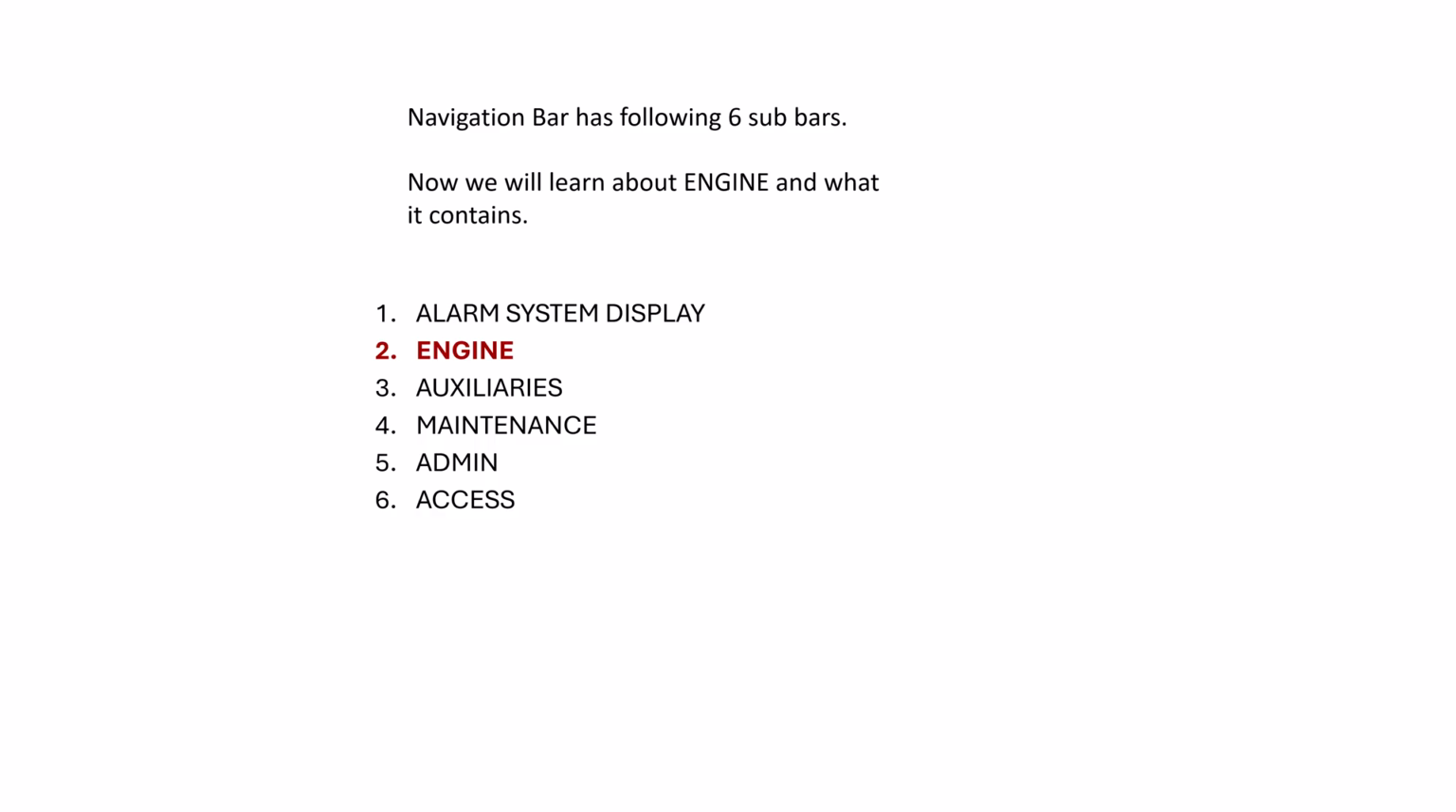So next, the navigation bar, as I told you, there are six navigation bars. The second one is Engine. Of course, this is the navigation bar where the operator will be most of the time, one of the screens of the engine. It has a number of sub screens, because here you will monitor and view the system parameters and change the running parameters whenever required. So this is very interesting and very important also. All right, so let's go and see this Engine.